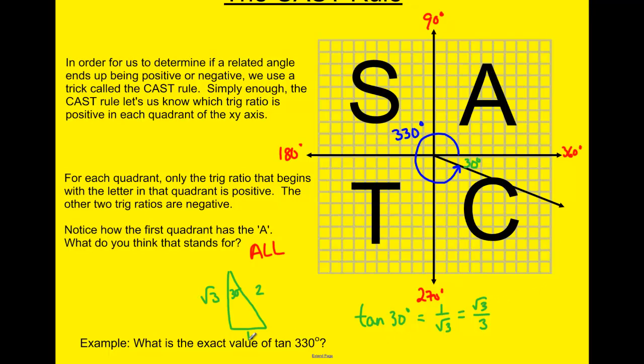So if I know tan 30 is root 3 over 3, my 330 degrees should be the same ratio, but is it positive or negative? Well, because my terminal arm is in quadrant 4, only the cosine ratio is positive. So I know that tan of 330 is going to be the same ratio, but it's going to be negative. So this is negative root 3 over 3. And it's that easy.